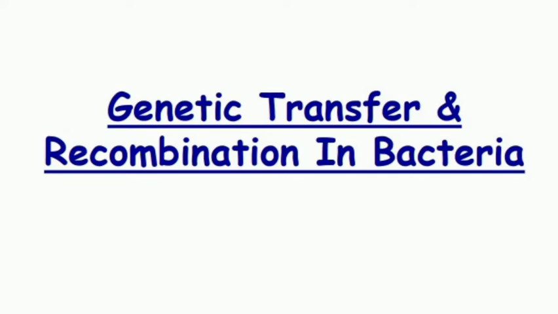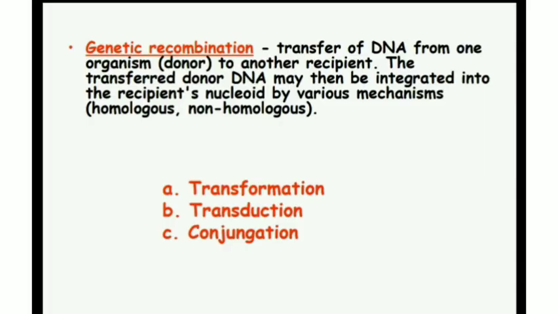In this tutorial, we are going to learn about genetic transfer and recombination in bacteria, also known as plasmid. Genetic recombination means transfer of DNA from one organism to another recipient. The transferred donor DNA may then be integrated into the recipient's nucleoid by various mechanisms, either homologous or non-homologous.